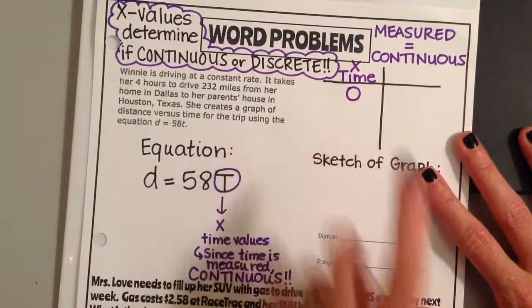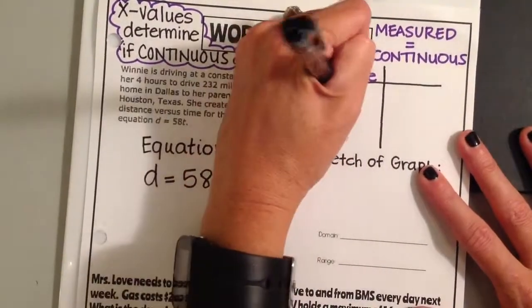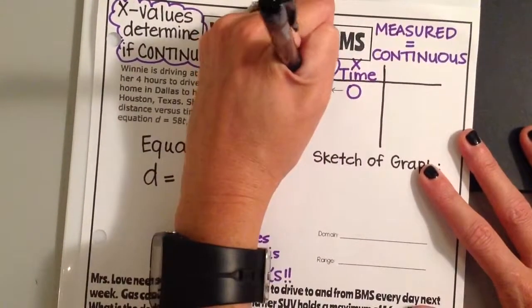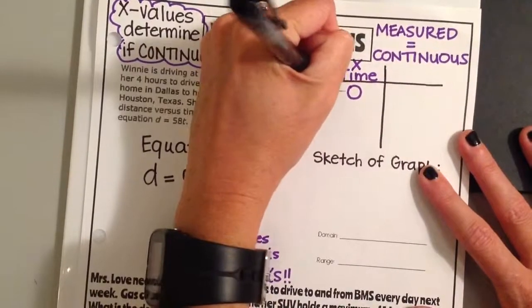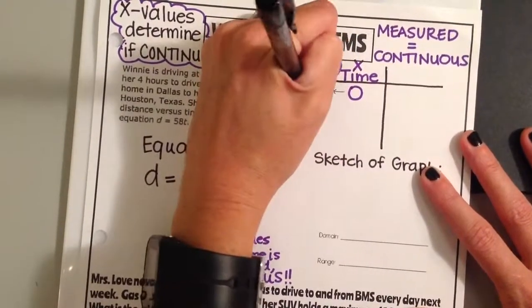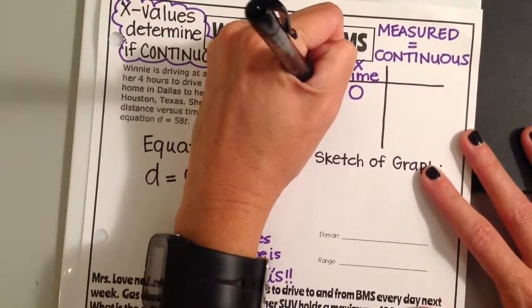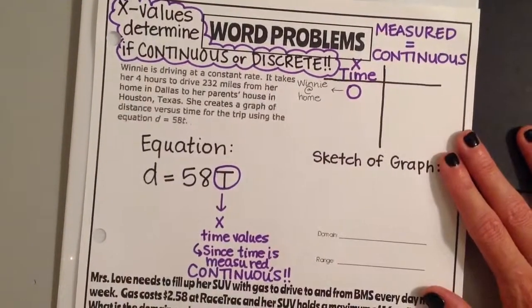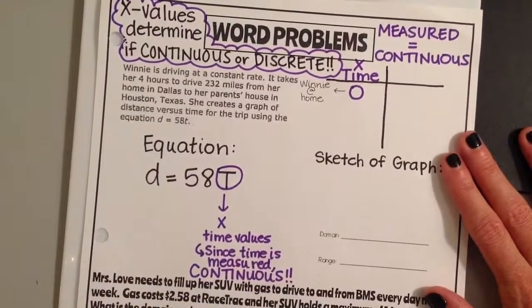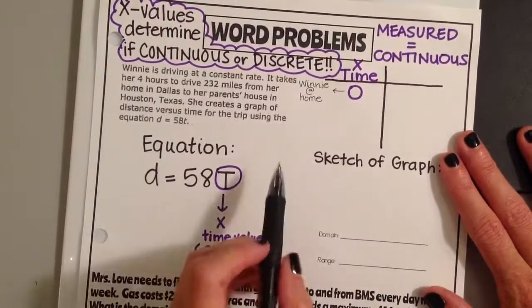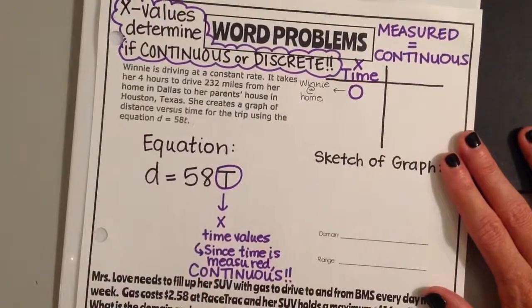So 0 is the smallest amount of time, and that's going to mean when Winnie is at home. If Winnie has not started her trip, if Winnie is still inside sitting on the couch watching Netflix or Hulu, then her trip hasn't started yet, the timer has not started, and therefore it is 0.